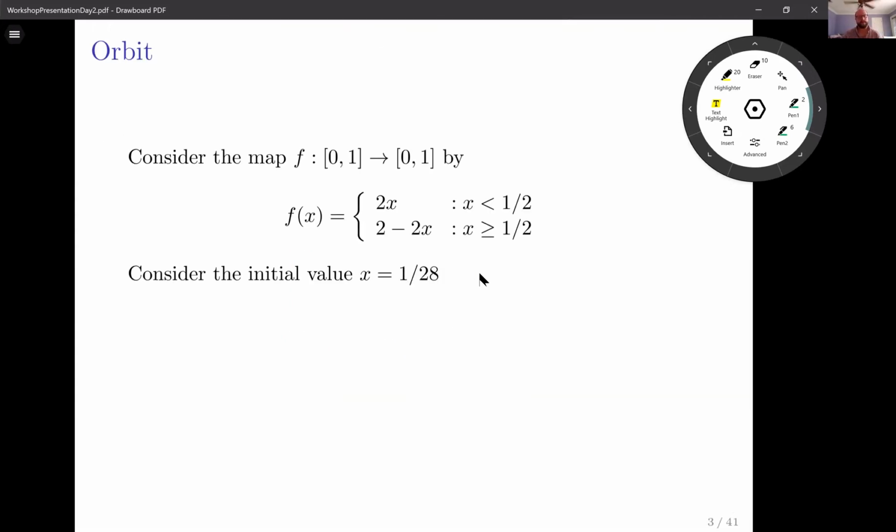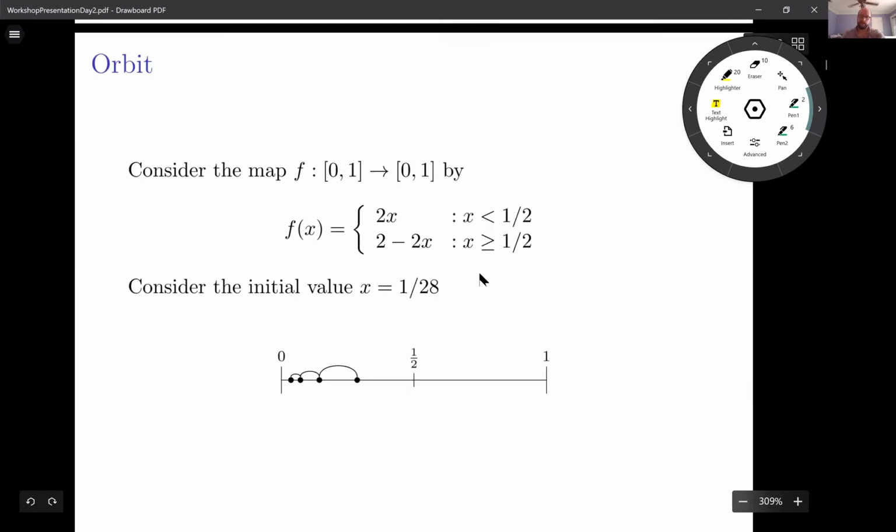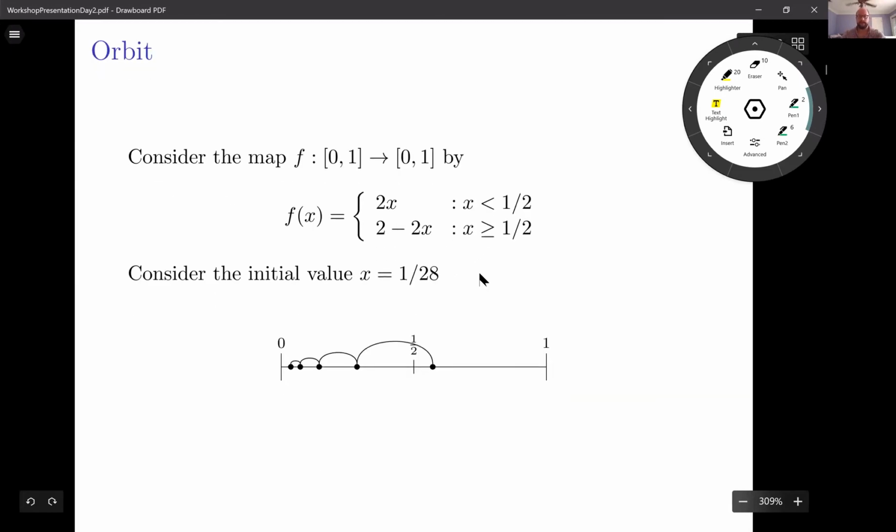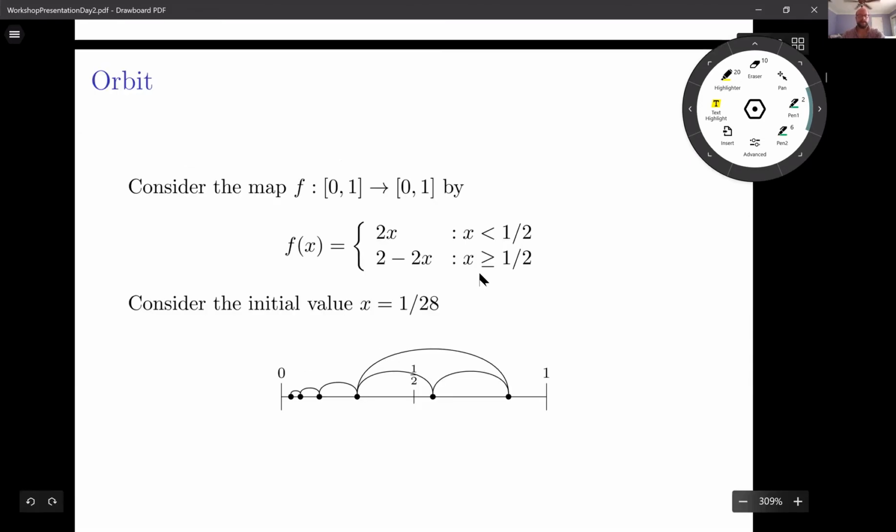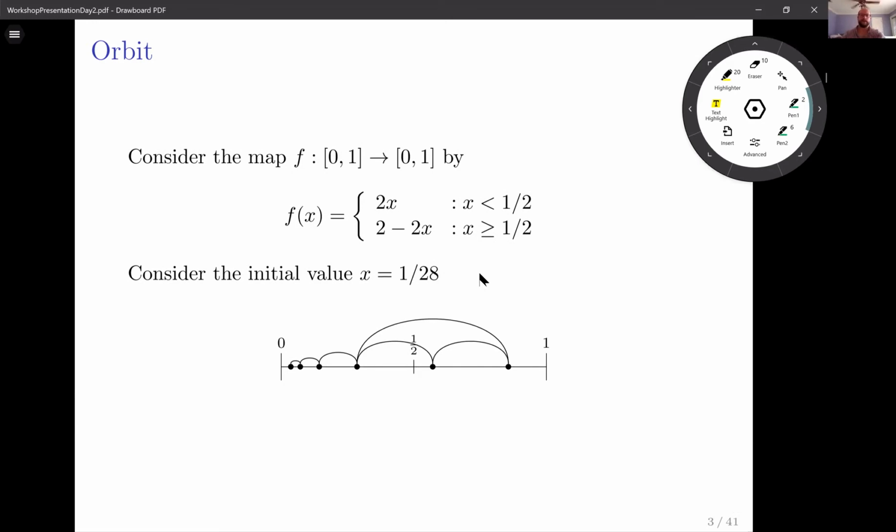But let's think about a particular initial value. Let's think about x equals 1/28. That's about here on the number line. If we start iterating f on that, we'll get 1/14, then 1/7, 2/7, 4/7. And then 4/7 becomes 8/7, well, 2 minus 8/7. Anyways, we go through this and we get this situation where, after some number of iterates, we have this cycle.